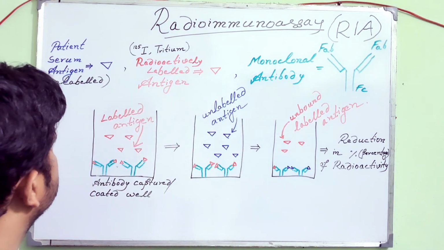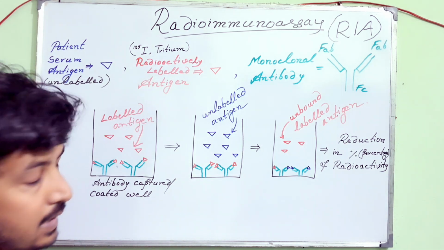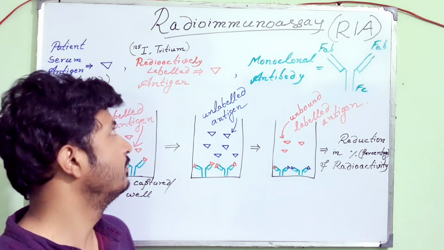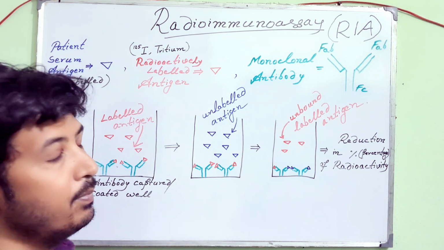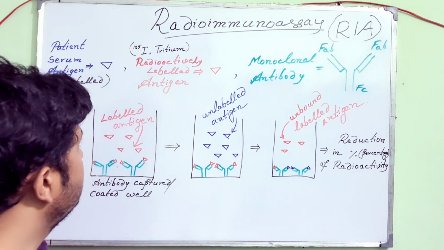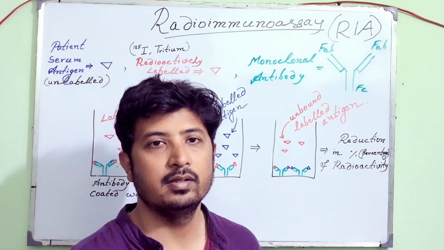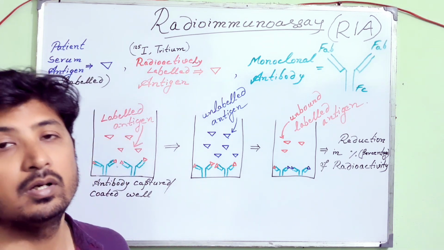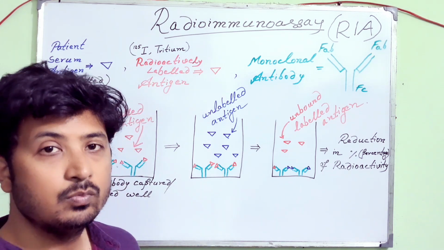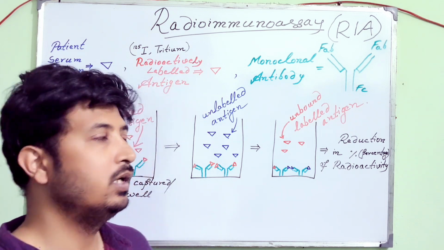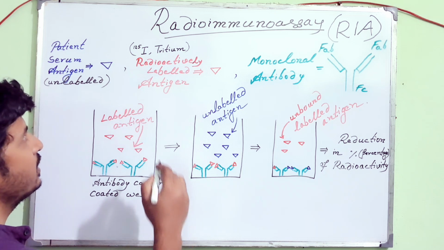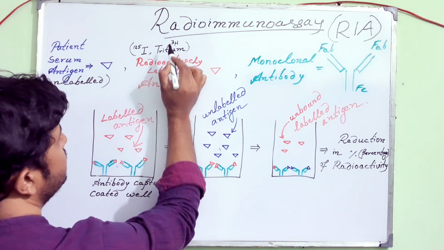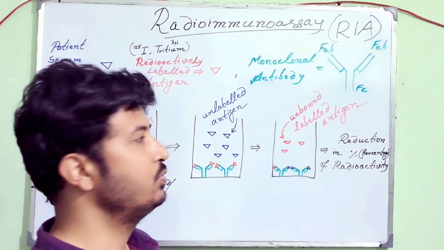For radioimmunoassay, you need three things mainly. Patient serum, that is the unlabeled antigen. It is the natural antigen. Then you need a radioactively labeled antigen, which is used against the unlabeled antigen, which is the original antigen. The competition will be between these two antigens. The radioactive material used is iodine 125 or tritium, H3. Most commonly iodine 125 is used.